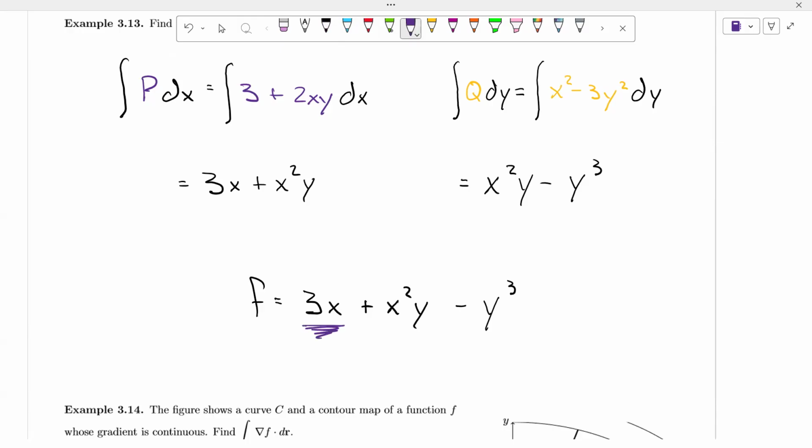If I'm looking at where all of these things are coming from, putting them all back together, again, I see that this green one, x squared y, appeared both times. So I only need it to show up once in the final product. Let's try that again.